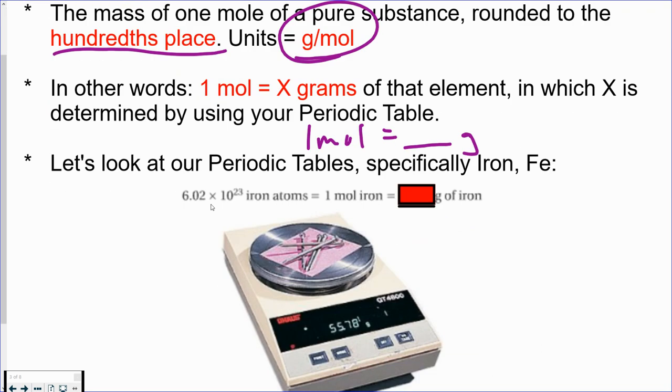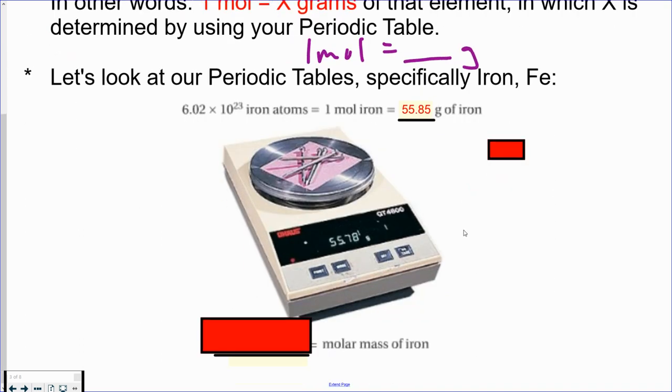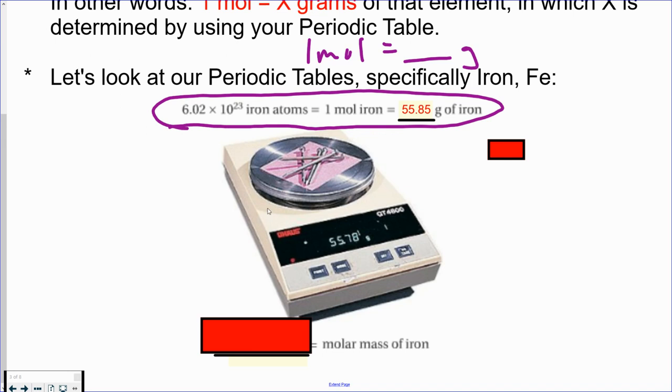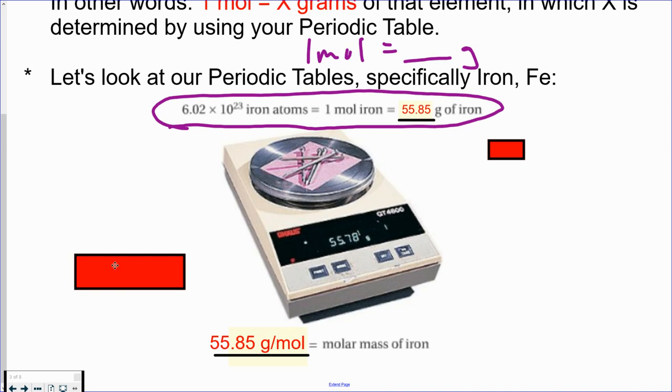So for example, if you have 6.022 times 10 to the 23rd iron atoms, you have 1 mole of iron, which is also 55.85 grams of iron. Okay, so this little conversion line is very important when beginning your journey through the mole. Again, 55.85 grams per mole equals a molar mass of iron.